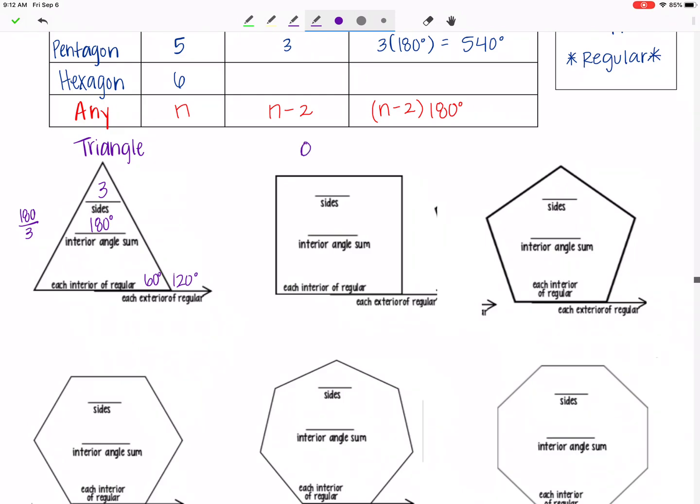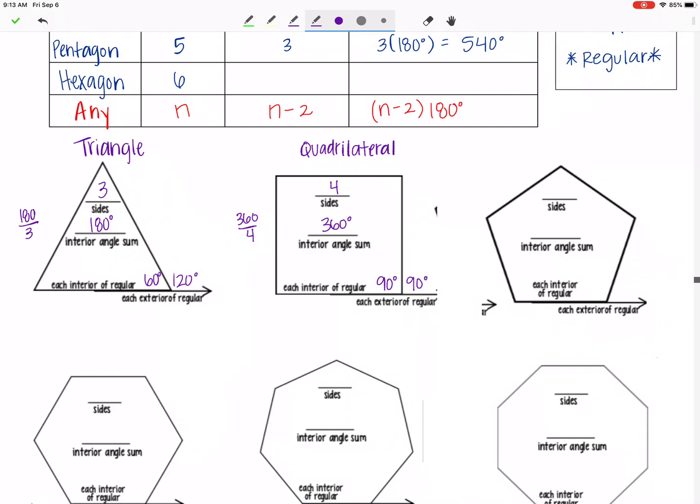All right, for a 4-sided figure, quadrilateral, 4 sides. We saw up top that if I did 2 times 180, that would be 360. If we did 360 divided by 4, then each of the angles on the inside would be 90. And then each of the angles on the outside would also be 90 degrees. 180 minus 90 is 90.